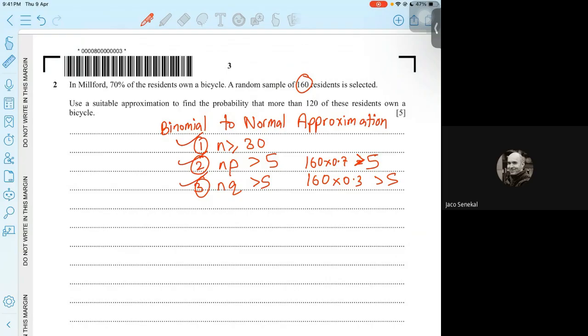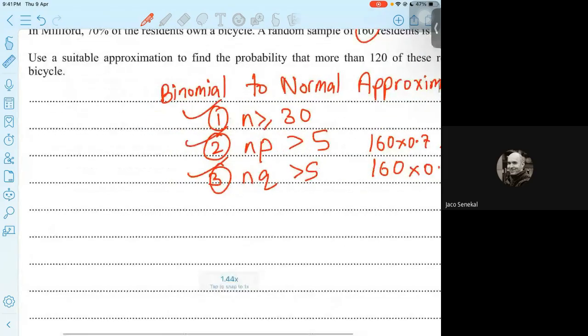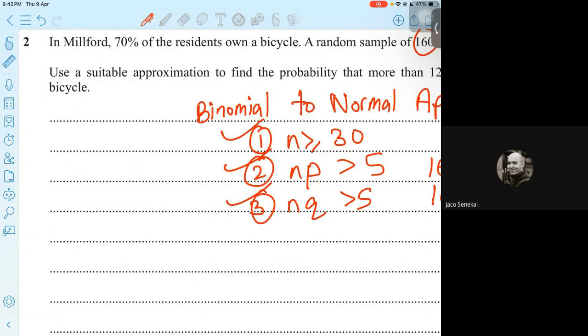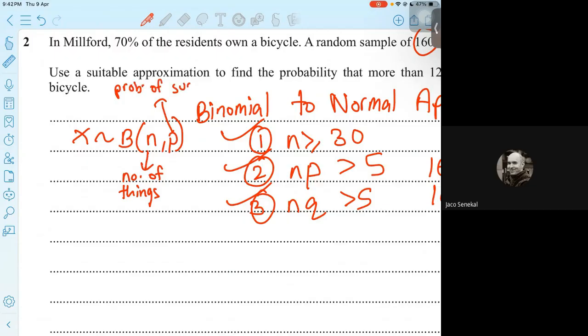Okay. So the way we denote this is for binomial distributions, what we write is x is distributed binomially with n and p. This n is number of things, and this p is probability of success.